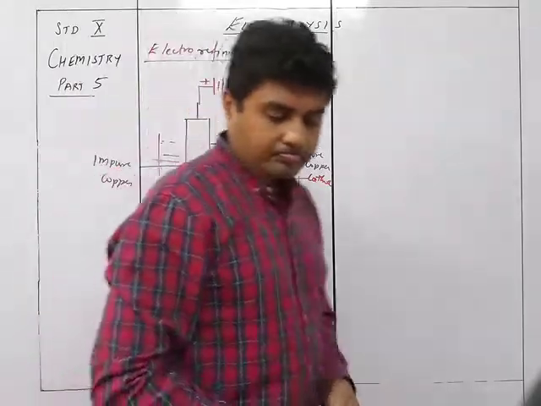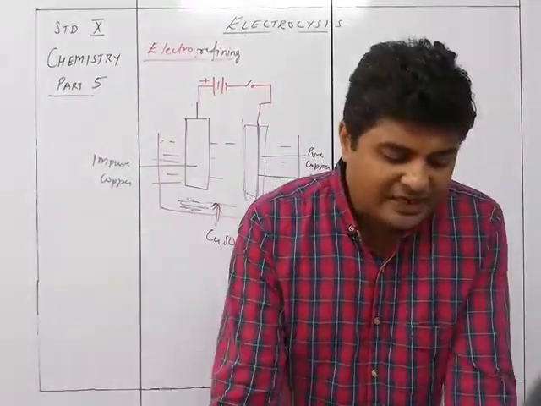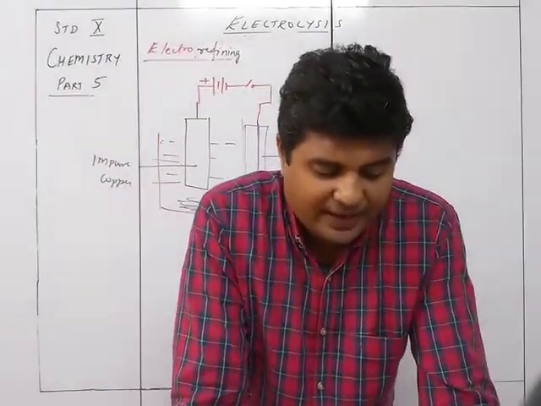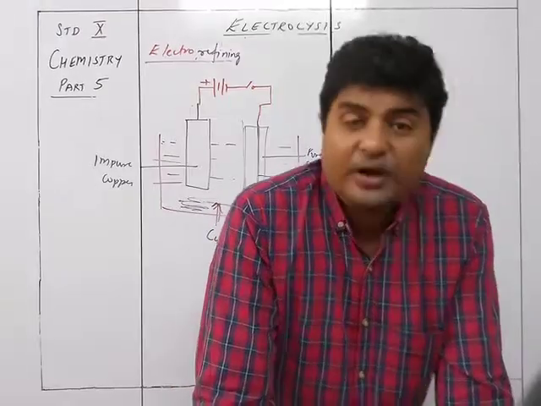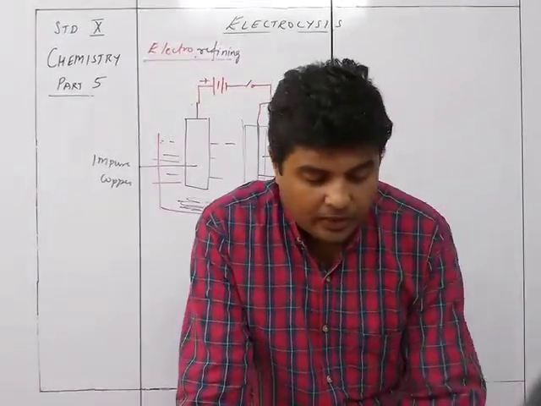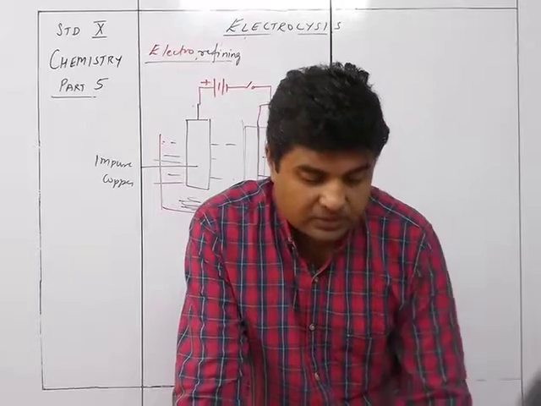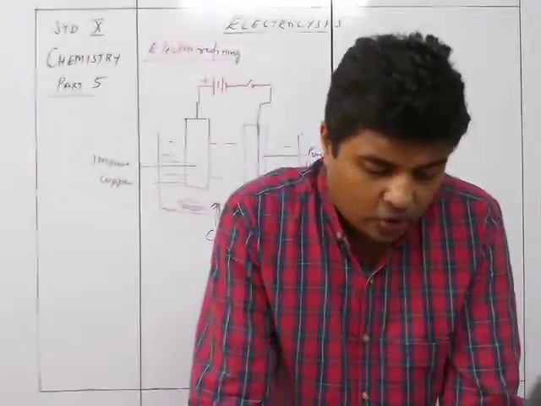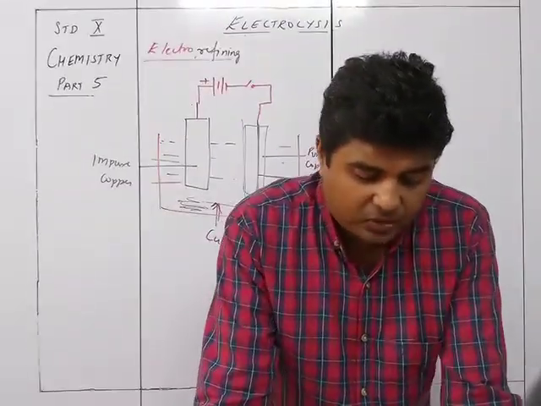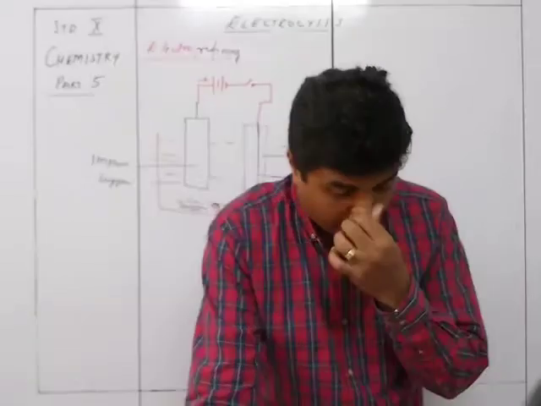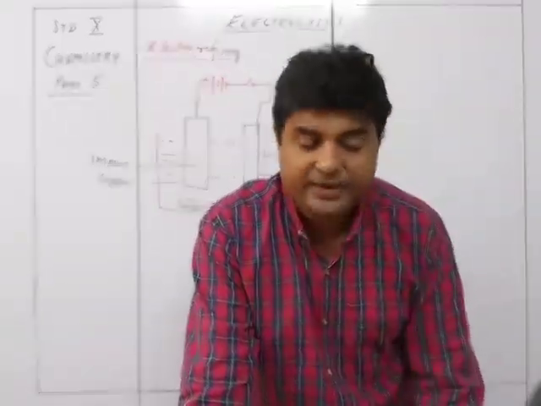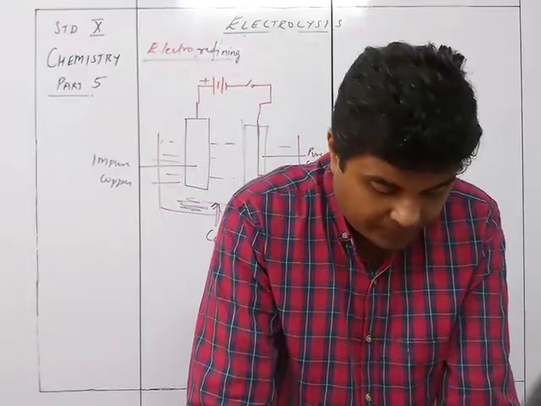Electro refining is a process by which metals containing impurities are purified electrolytically to give a pure metal. The term refining means to make pure, and the method employed to make the pure metal is electrolysis. That's why it is electro refining.